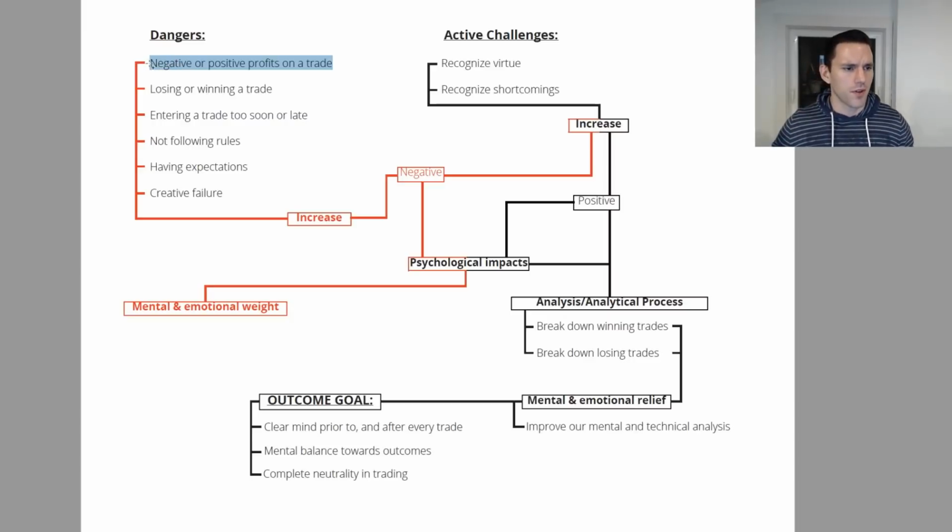If you follow this line here, a negative trade goes down here, and this increases negative psychological impact. I want you guys to follow this red line. It increases negative psychological impacts, which adds mental and emotional weight to your mind. Every time a negative event happens, it creates a compounding pool, or pot, a compounding area where you're collecting all these different things.